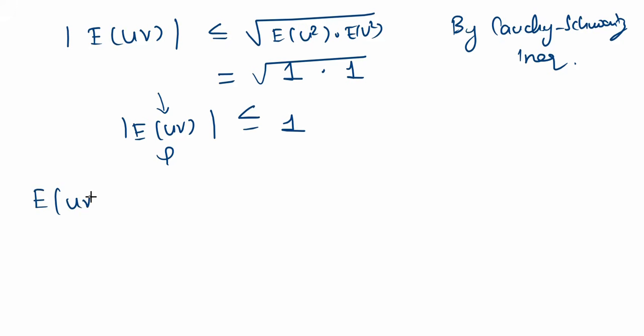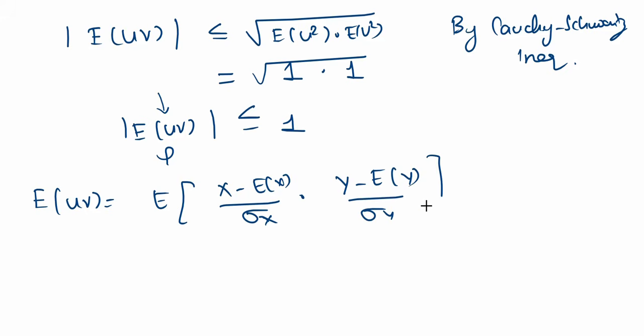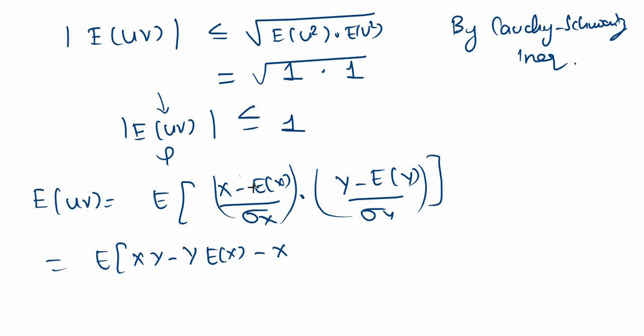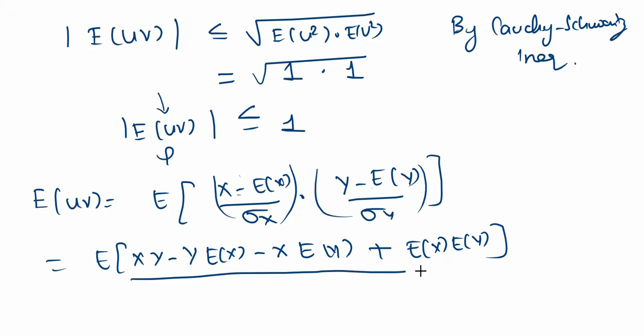So what is going to be E of uv? It is going to be the expected value of (x minus E of x) by sigma x into (y minus E of y) by sigma y. Now let us take the expansion of these two terms, which will give me xy minus y E of x minus x E of y plus E of x into E of y, and the denominator is sigma x, sigma y. Again, keep in mind, E of x and E of y will not be affected by expectation, and the denominator will not be affected by the expectation because all these are already constants.